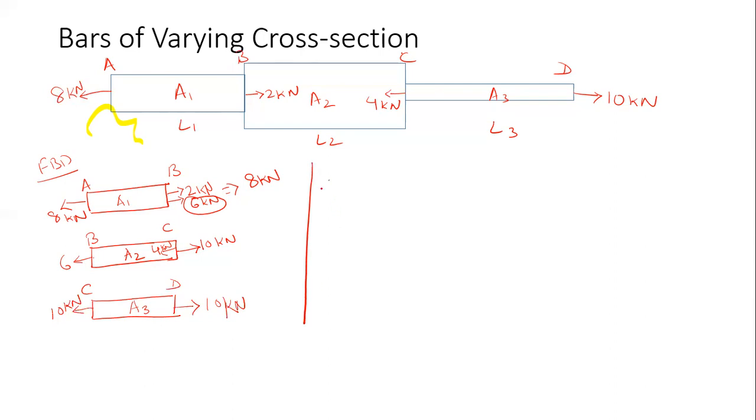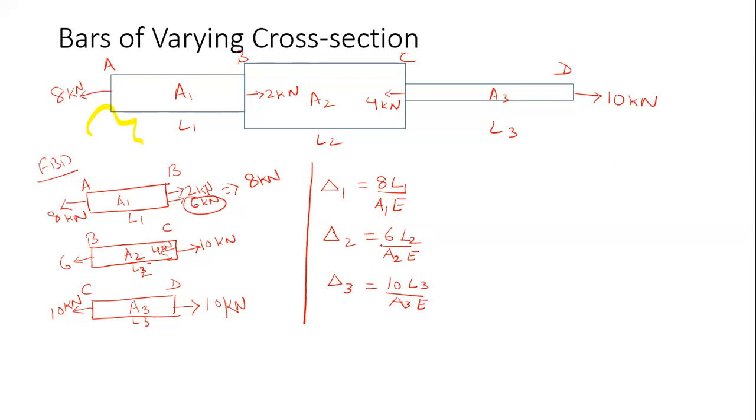Now the deformation for section AB, with lengths L1, L2 and L3: deformation delta 1 will be equal to, force is 8, P L1 upon A1 E. Delta 2 will be equal to, total force acting at this section is 6 kilonewton, so net force is 6 kilonewton, 6 into L2 upon A2 E. Delta 3 will be equal to, net force is 10 kilonewton, 10 into L3 upon A3 E.